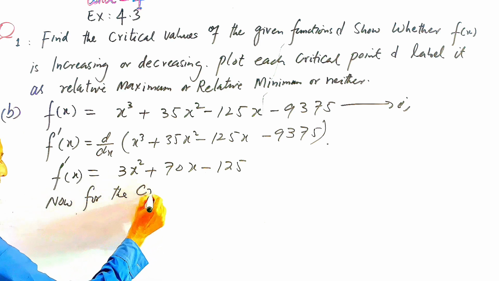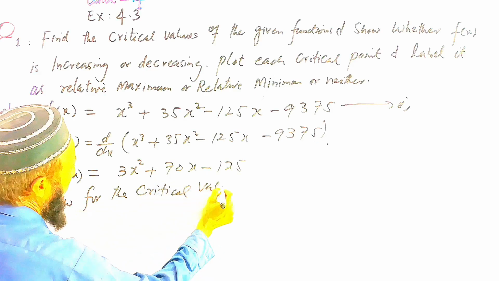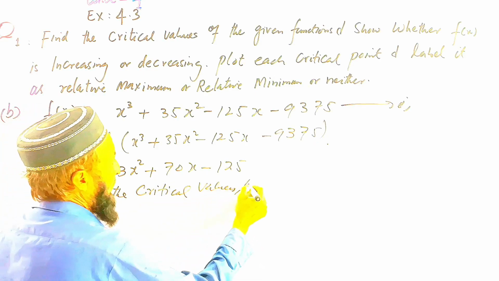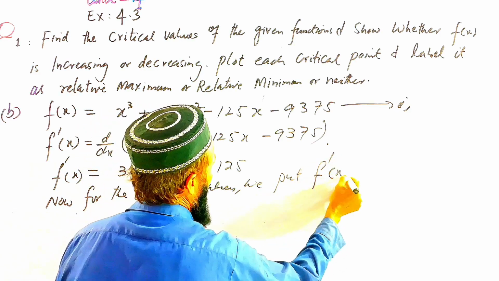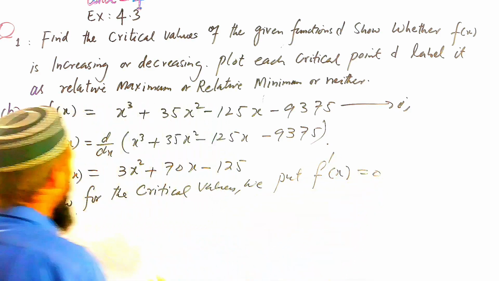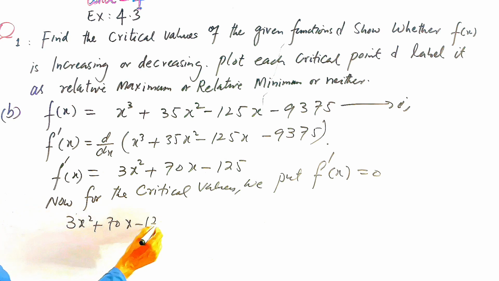Now for the critical value we put f dash x, the first derivative, equal to 0. So 3x square plus 70x minus 125 is equal to 0.